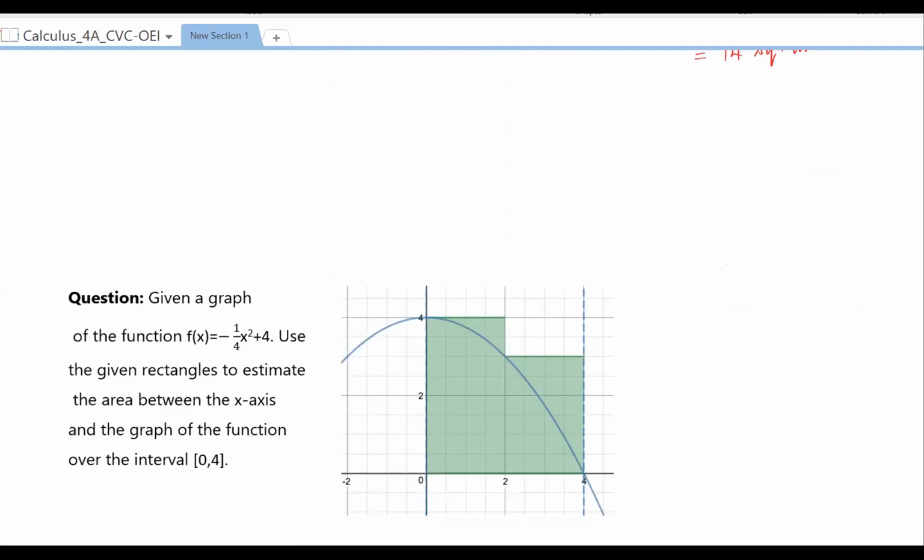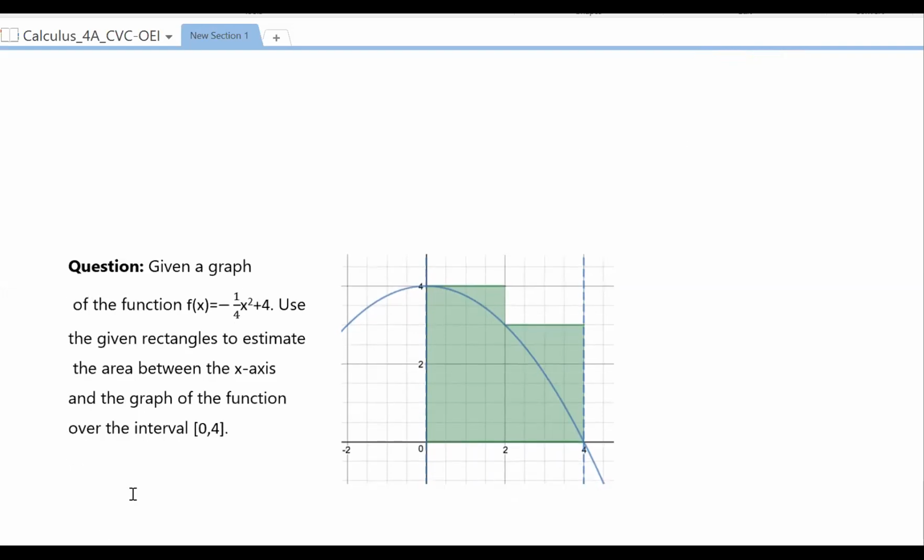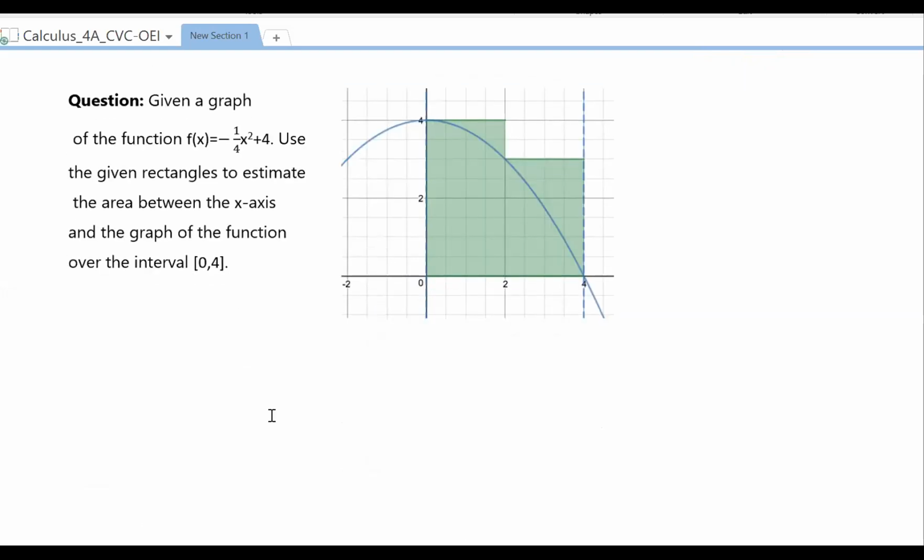Well, let's look at another one. Go ahead and read the problem. The function is given to be negative 1/4 x squared plus 4. It's a parabola that opens downwards, and you can see that. And here again, they have shaded the rectangles for us.